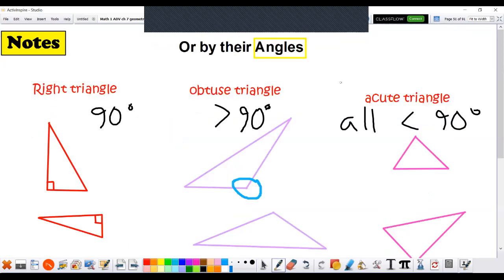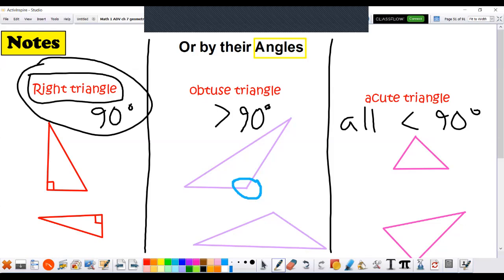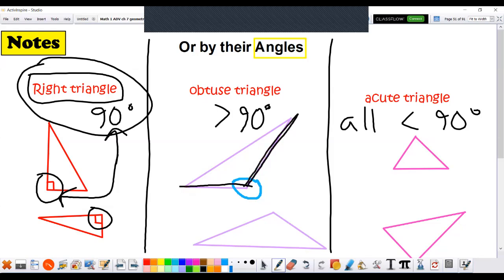Okay, so when we draw triangles, sometimes we like to break them into 3 groups. If you draw a triangle that has a corner in it, we call it a right triangle, or a right angle. There could be a little box right there. If you made a corner, kind of like I did, and you have a 90-degree angle, you call this a right triangle.